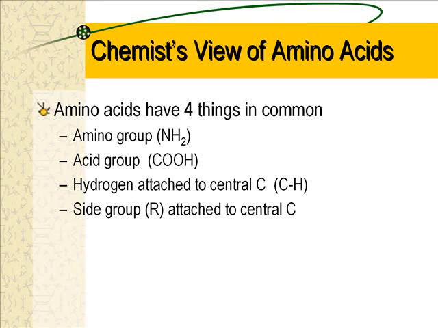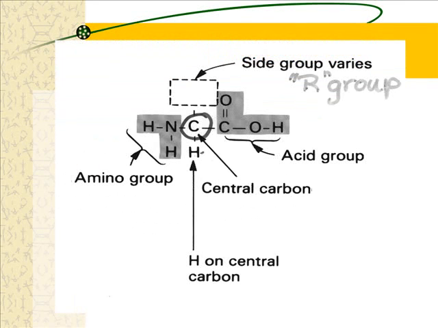They all have 1 hydrogen attached to that central carbon, and they all have a side, what we call R group, attached to the central carbon. It's that R group that gives the personality or the name to that amino acid. The other 3 components are the same on every amino acid. So let's look at a picture of this.